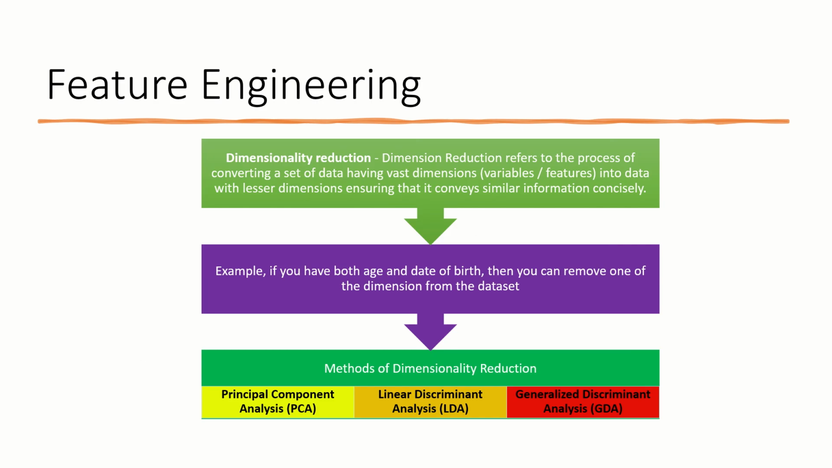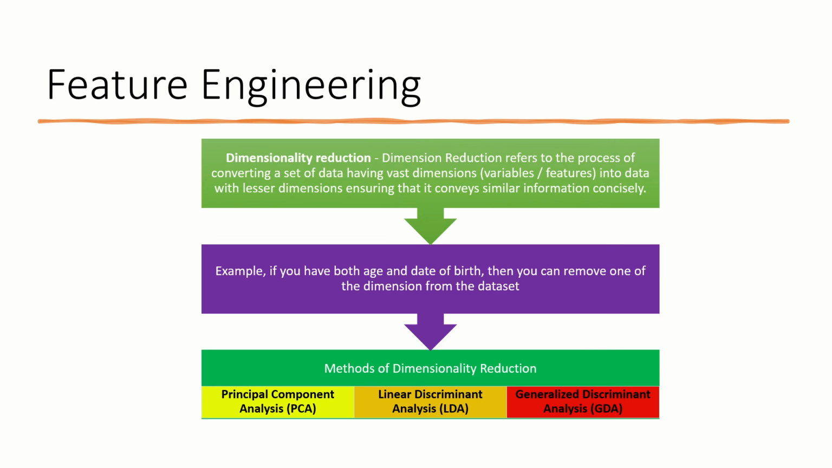So the next technique is dimensionality reduction. It refers to the process of converting a set of data having vast dimensions. That is, if there are too many features given to me, then I will work on the data to ensure that I have fewer dimensions, but I have all the critical features that are needed for my data modeling available in those dimensions.